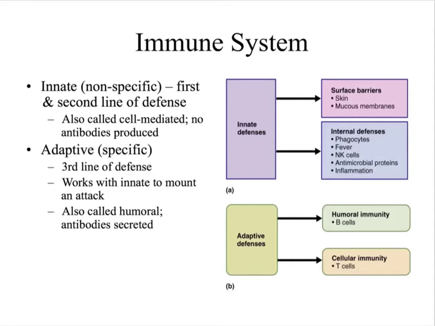And then you have the adaptive defenses, which are specific, and this is your third line of defense. It works with the innate to mount an attack. This is also called the humoral, which means that antibodies are secreted. So you've got the B cells and the T cells, both involved in the adaptive defenses.